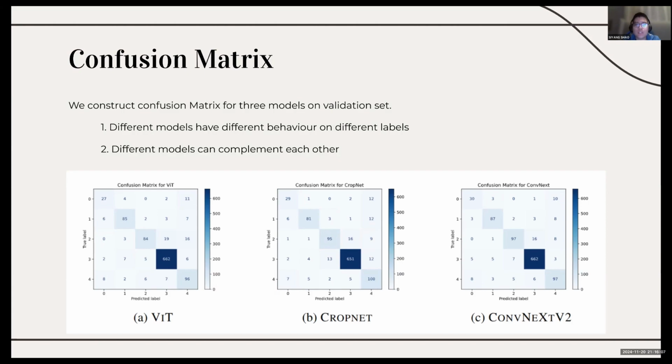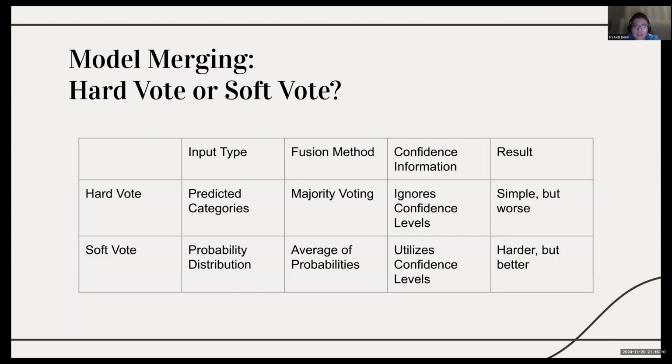Can we somehow merge the results together? The answer is yes. There are two kinds of merging strategy, hard voting and soft voting. Hard voting is simpler. It directly takes the predicted categories as input and uses majority voting as the fusion method to predict the final output. However, it ignores the confidence levels of the outputs and sometimes may behave even worse. Another method is soft voting. It takes the probability distributions of different outputs. Thus, it can utilize the confidence levels and perform better in both the validation set and the test data set.